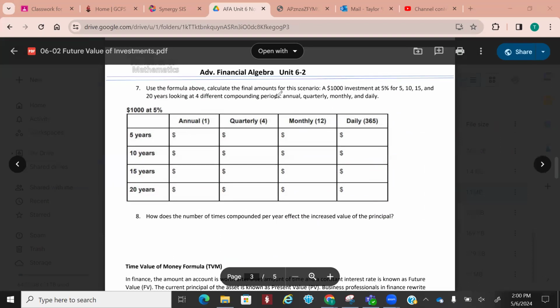Just a reminder, here's our compound interest formula. Okay, and so we're going to plug in that information. We're at 5%, so that's going to be 0.05. When you plug in, you should get 1276.28. When you plug in for quarterly, that means that your n is going to be 4.